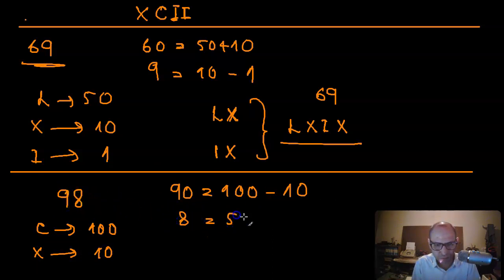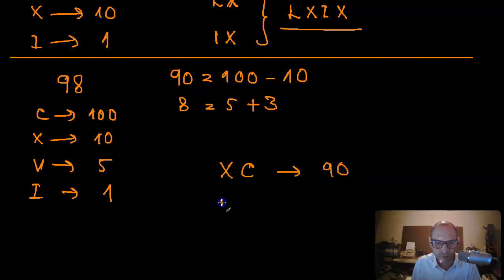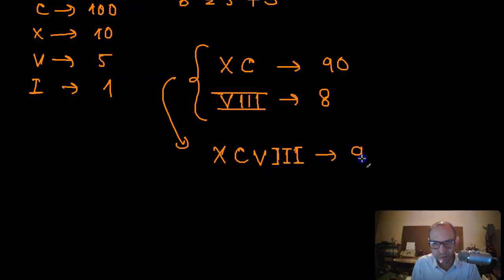The 8 is simple. The 8 is a 5 plus a 3. A 5 is nothing but a V, and a 3 would be 3 of these ones, right? So then the 90 would be 100, which is a C, minus a 10, which means that the X goes on the left hand side. That's the 90. And the 8 would be a 5 plus 3 of these ones. Now I have to put these two together. Putting these two together, I have X, C, V, I, I, I. So that is basically 98, right?